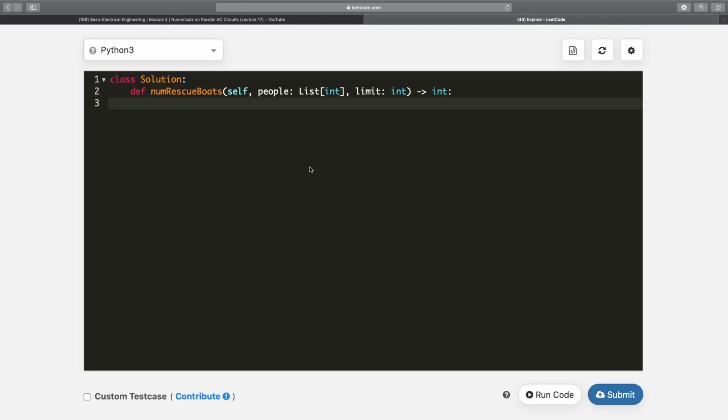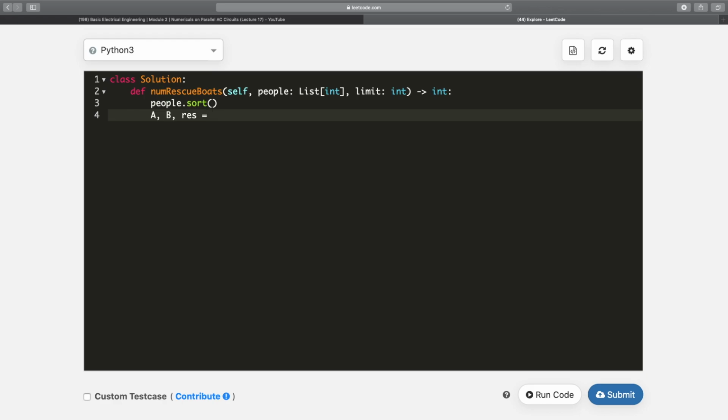Okay, so the first thing that we want to do is sort the people list. So people.sort, and now we have a sorted list for people. Now after this, we want to initialize our 2 pointers. I'll just call them the same thing that I called them in my video. So it's going to be A and B. And then we also need a result, and result is going to be the number of boats we need.